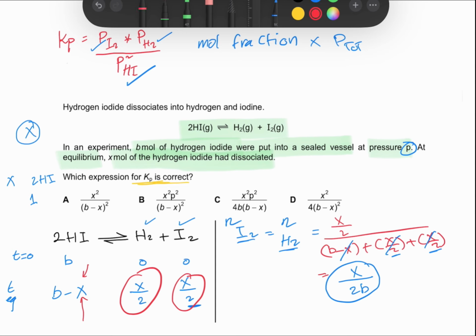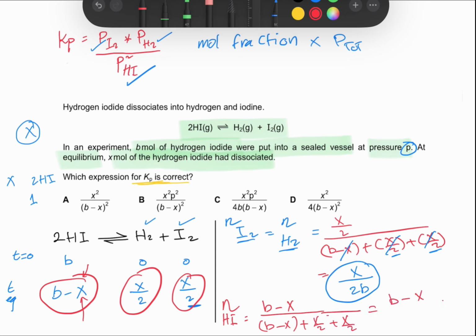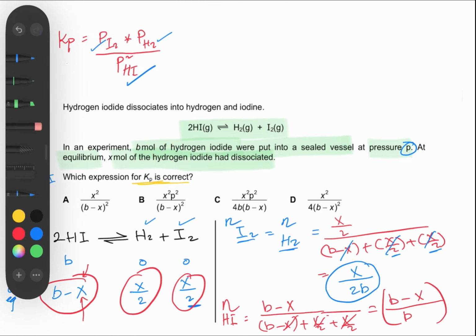Perfect. I want to calculate the mole fraction for HI. We can say B minus x over the summation of all of these. You can say B minus x plus x over 2 plus x over 2. And you will end up with B minus x over B, since those cancel out. So HI has a mole fraction of B minus x over B. Perfect. Now we have to do something else.